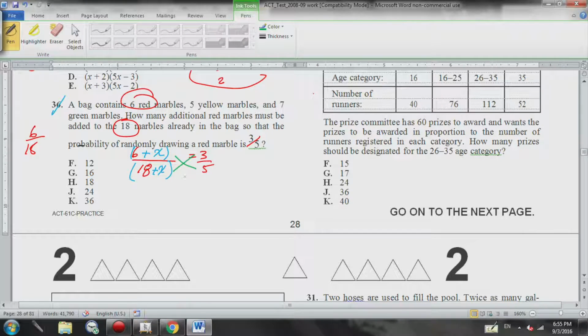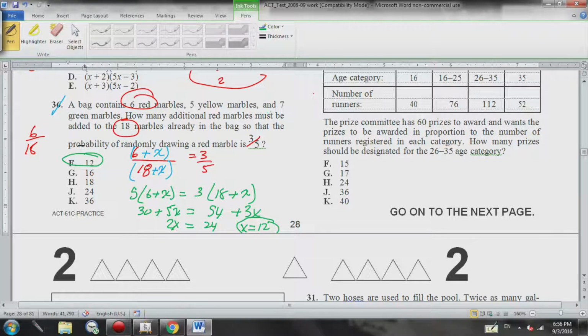Cross multiply, butterfly method, double cross, whatever you like to call it. So 5 times the quantity 6 plus x equals 3 times the quantity 18 plus x. So 6 times 5 is 30 plus 5x equals 3 times 18, that's 54, I believe, plus 3x. Subtract 3x, you get 2x. Subtract 30 from 54, you get 24. So x is going to equal 12.